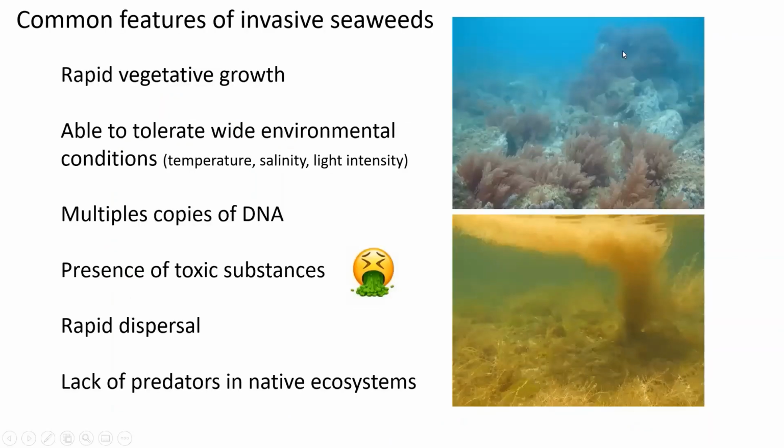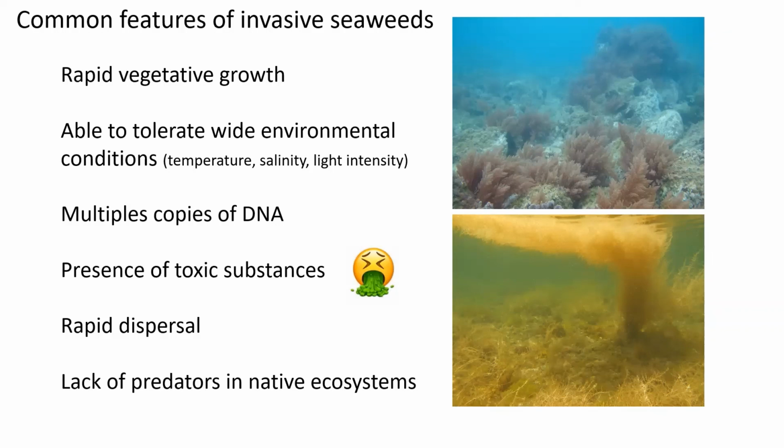So there are common features of invasive seaweeds. Each case is particular, of course, but they do share some characteristics. They grow really, really fast. They are able to tolerate wide environmental conditions of temperature, salinity, and light intensity. They possess multiple copies of DNA. They have a lot of toxic substances which they use to inhibit the growth of other seaweed or to avoid predation. They have mechanisms for rapid dispersal, and they lack predators in the non-native ecosystems.